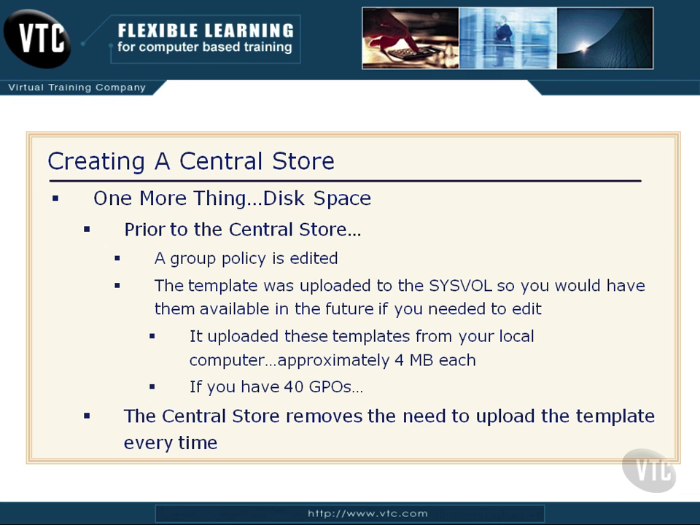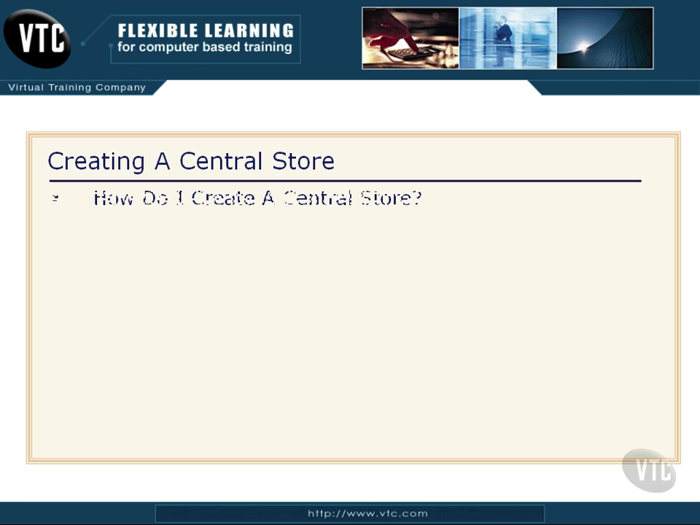So the central store removes the need to upload the template every time, because now all the templates are in one place, and the operating system knows where to go check for the template when it needs it. So instead of uploading 40 GPOs, you might only be uploading 4 megabytes instead of 4 megabytes times 40. I hope I made that clear.